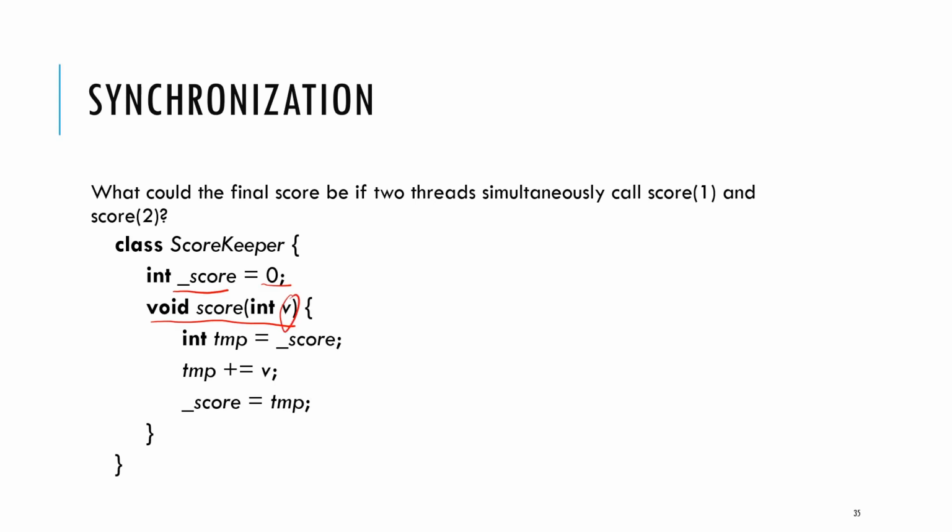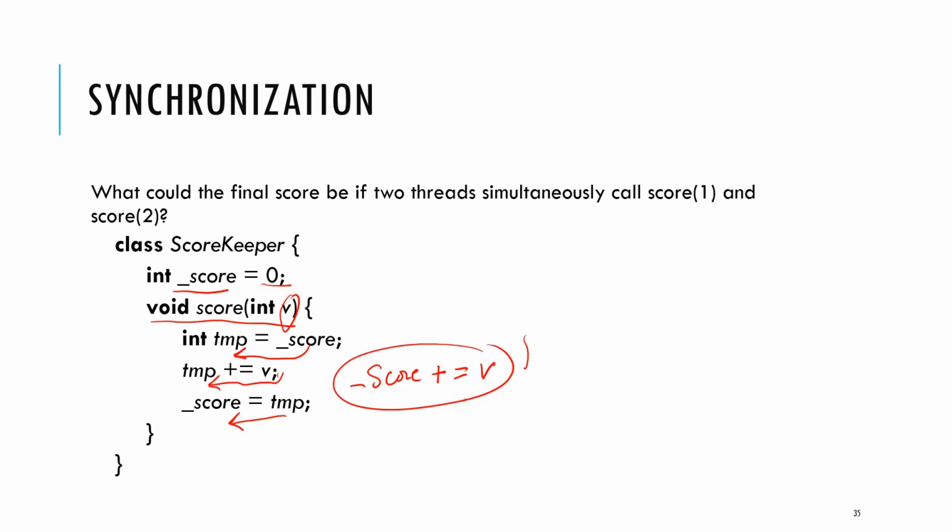However, to make this addition a bit more dramatic, we are copying the value to temp. We are adding the value v to temp, and then we are putting back temp to score. I agree with you that usually you would have done something like score plus equal v. And it happens that this instruction is kind of atomic in most programming languages, particularly in Java.